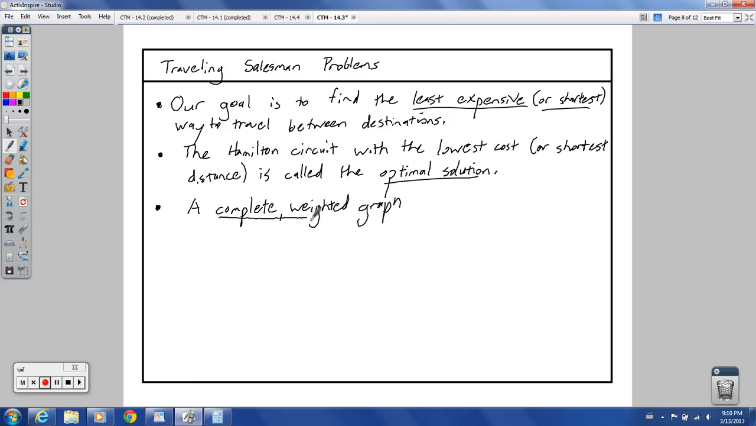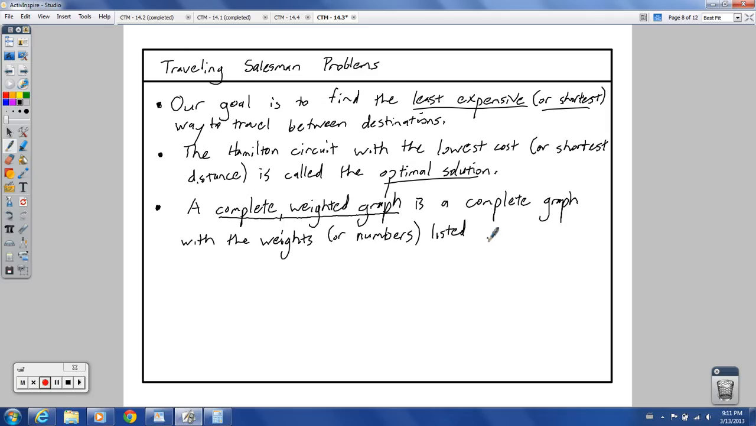Okay, the book puts a comma in between those two things, so I'm doing that here too. The complete weighted graph. We already saw what a weighted graph was, and we saw what a complete graph was, so this is just a combination of those two things. It's a complete graph with the weights, or numbers. This could be the airfare amount, the distance amounts, etc. listed on the edges. And I'm going to say, as in example 1. So that's a big thing to remember with traveling salesman problems.